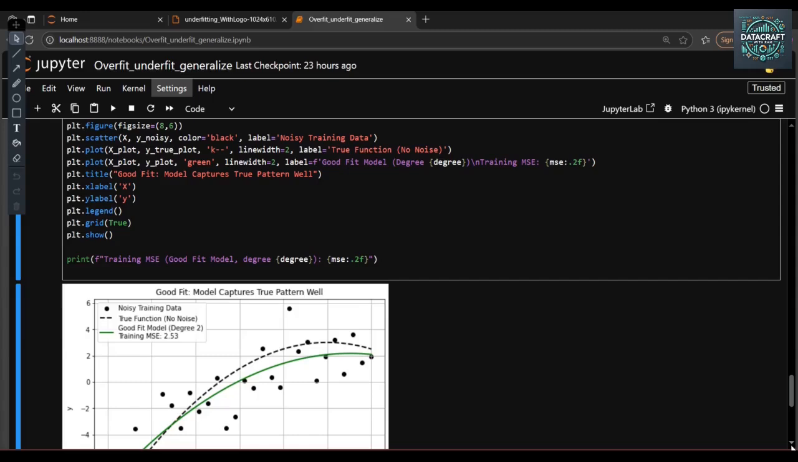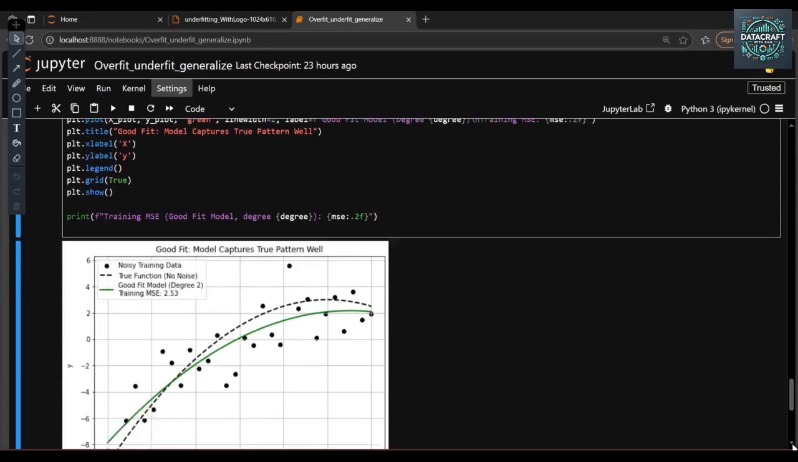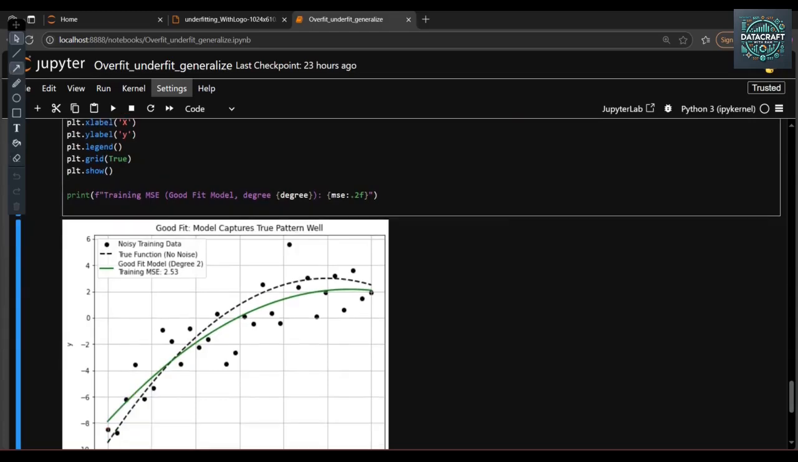This green line is representing the model predictions. You can see how closely it follows the true curve and the noisy data. You can also see the training error is much lower compared to the underfit. If I look here, it's so low, it's not a big difference.